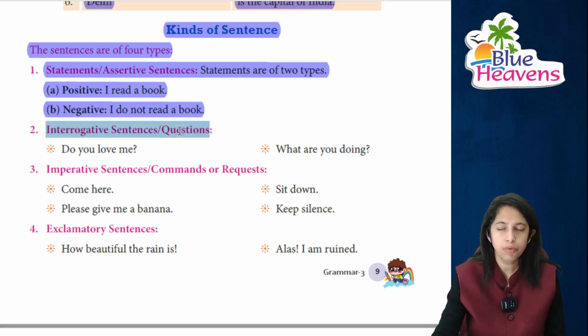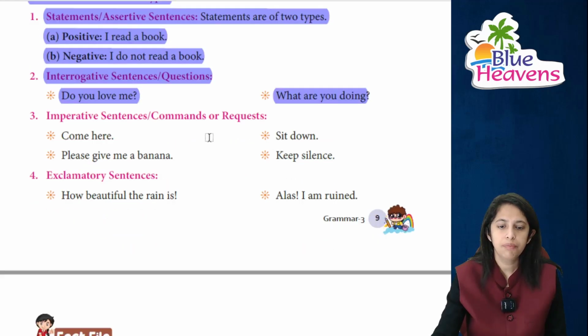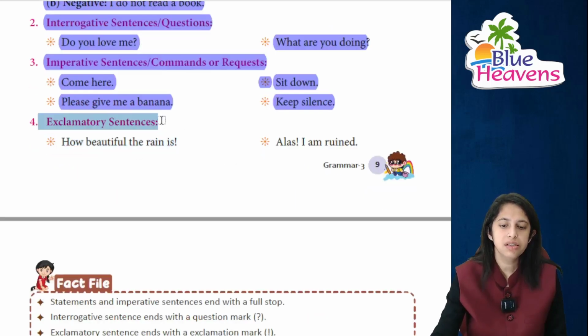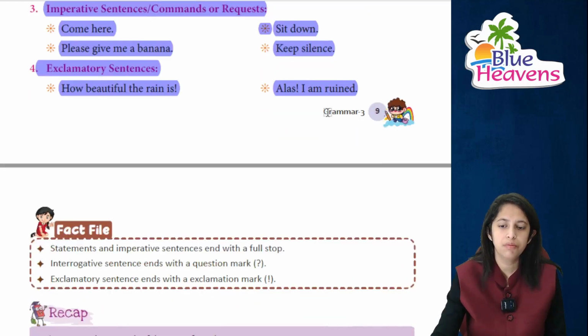Interrogative sentences को हम questions भी बोलते हैं. जैसे Do you love me? What are you doing? कि आप क्या कर रहे हो? Imperative sentences command भी होती है और request भी होती है. जैसे Come here. Please give me a banana. Sit down. यहाँ बैठ जाइए. Just keep silence, right? Exclamatory sentences basically tells us the expression. How beautiful the rain is. Rain कितनी beautiful है. Alas, I am ruined. Ruin means destroyed.